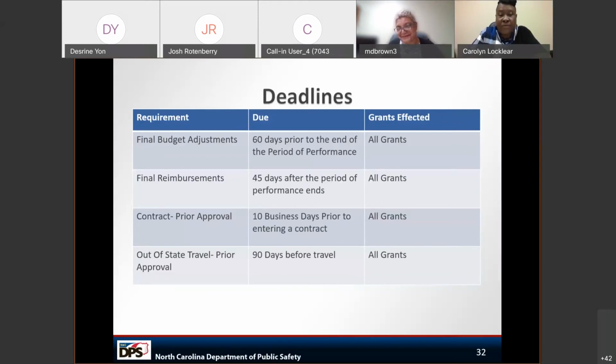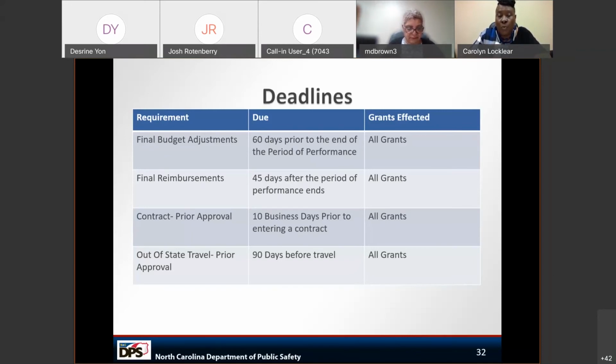Okay, so your final budget adjustment, as I stated earlier: if you have a grant that's closing September the 30th, your final budget adjustment is 60 days out. So no later than August the 1st, you will have to review your budget to ensure that if you have any money in the surplus line, you are moving it, allocating it to a line where you can use those funds. And this year we have had to adjust that end date due to COVID-19.